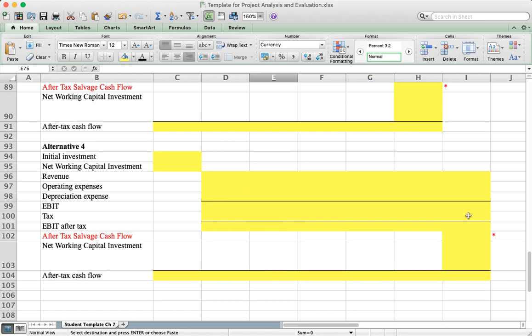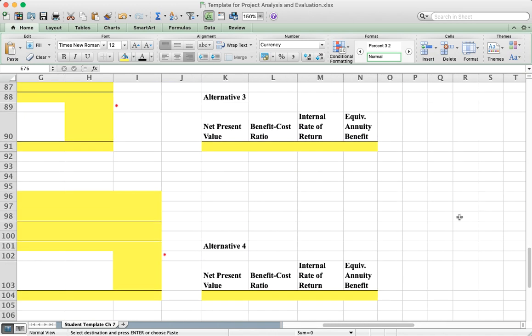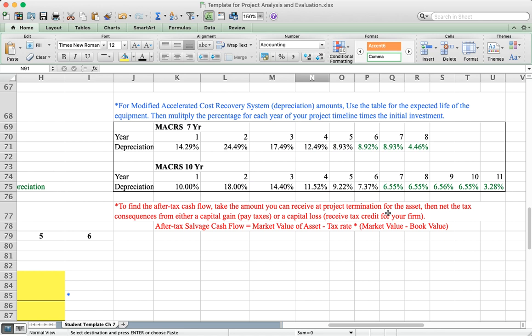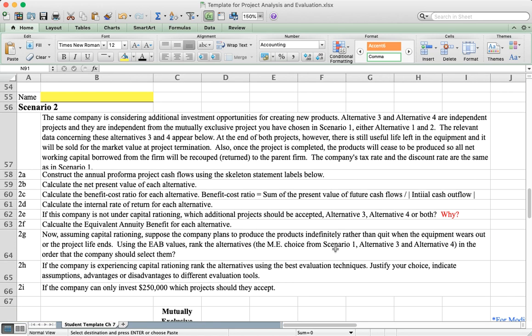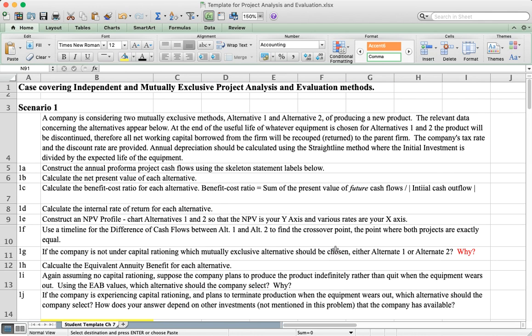And finally, when you get the fourth project done, you will have all of the alternatives completed with their cash flows. The discounted cash flow valuation will be when you compute your net present value, benefit cost ratio, internal rate of return, and the equivalent annuity benefit. And then you will talk about them next week. So I encourage you to really try to get this done early so that you can start answering these questions and really looking and digging deep into what they mean.